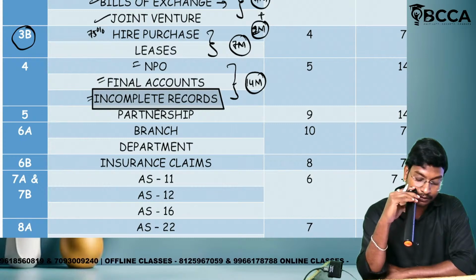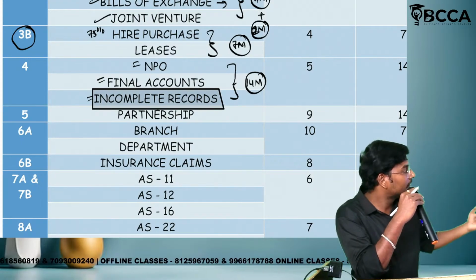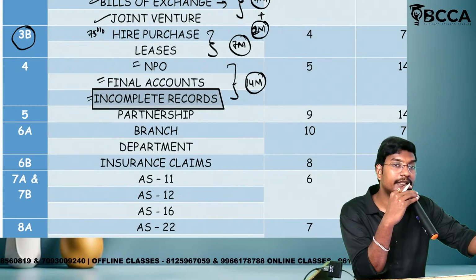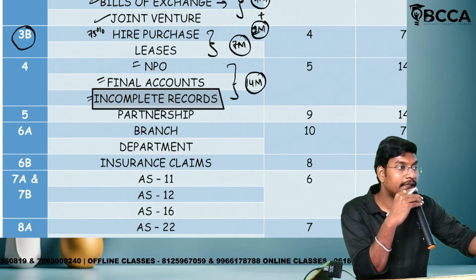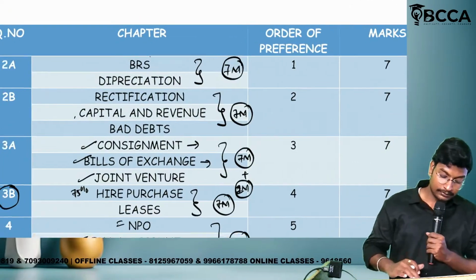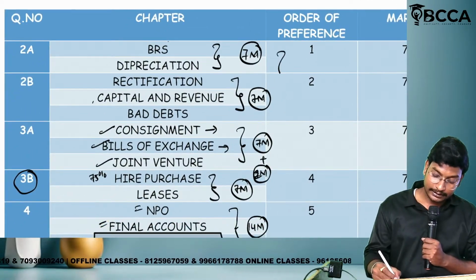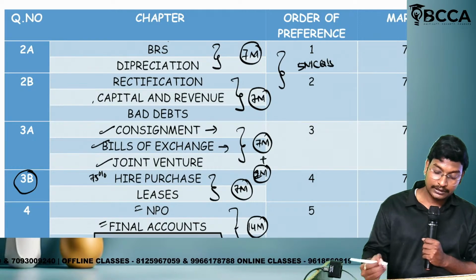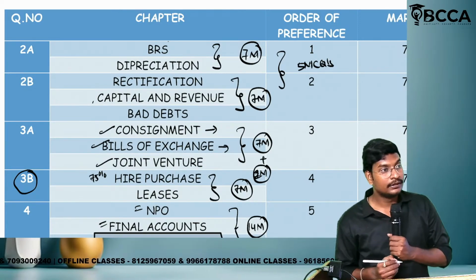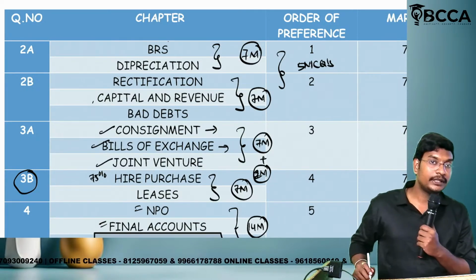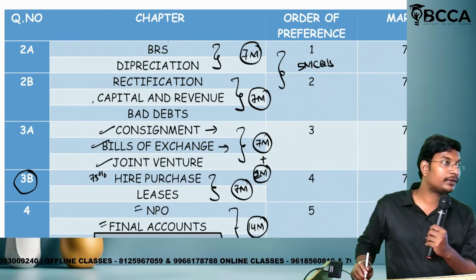So how many topics have I given here? 3 topics: NPO, final accounts and incomplete records. From these 3 topics, how many marks will we get? 14 plus 1 MCQ, 16 marks. From the basics, from 2A and 2B, we will get here 5 MCQs. That means 10 marks. So 14 plus 10, 24 marks we are getting from the basics only.